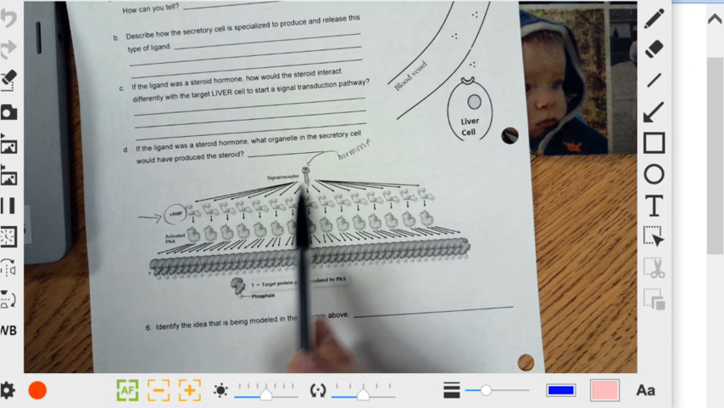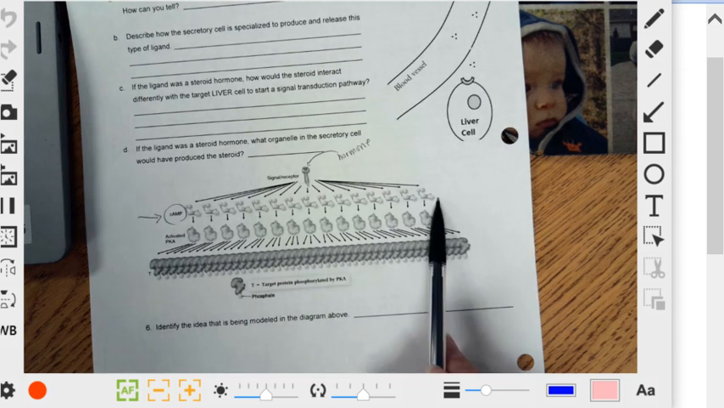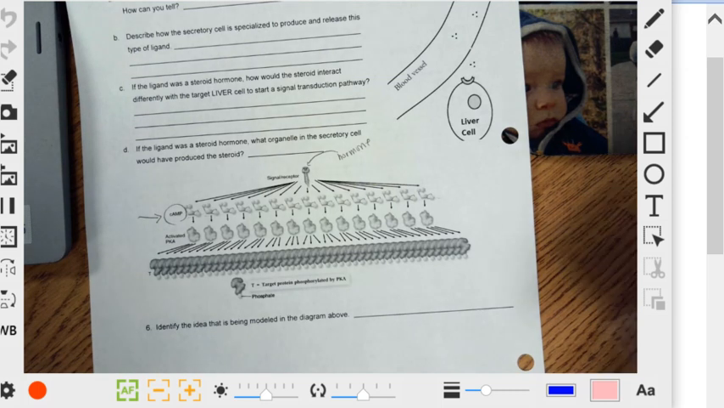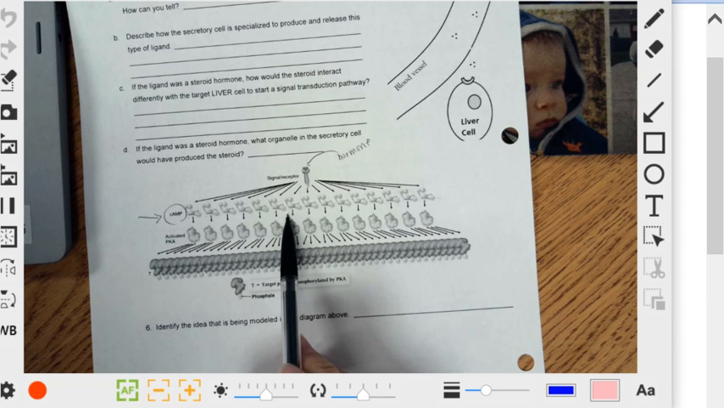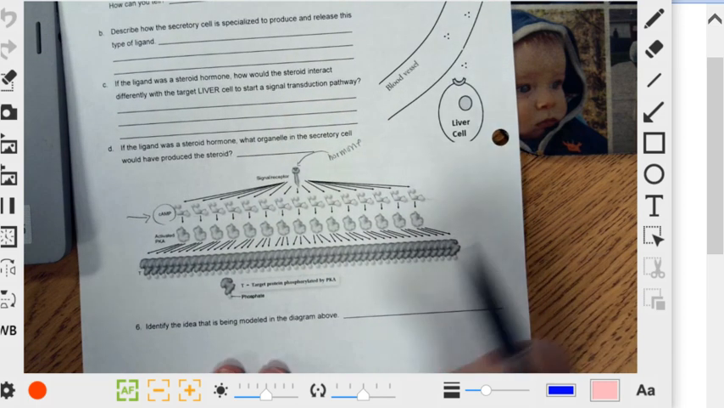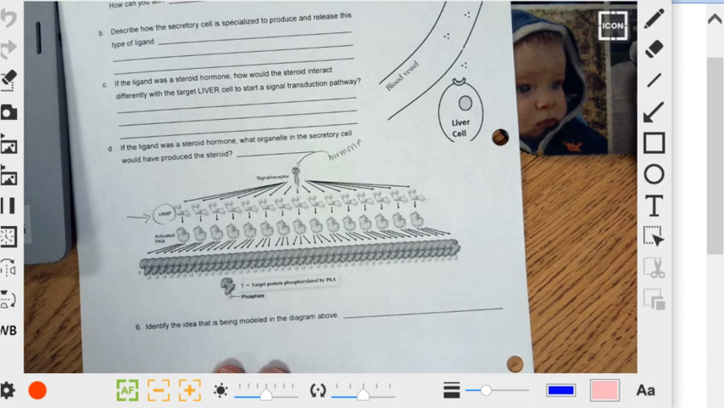This is like your best friend going and telling your secret to 10 people. And then if each of them can go and tell 10 people, do you see how your rumor grows or spreads very, very quickly? That's what happens in the transduction part of the signal transduction pathway. This is called a cascade.